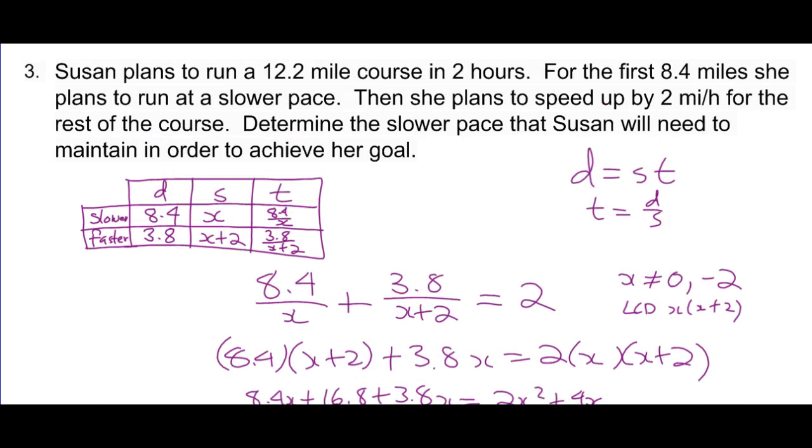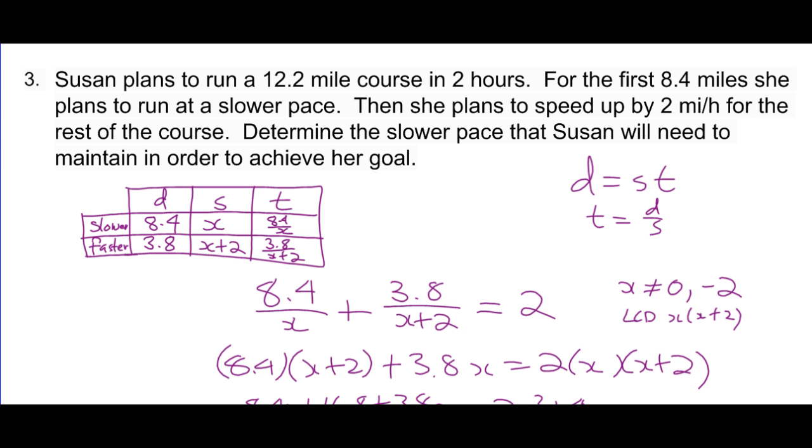Okay, now forget everything we've done. Go back up here. For the first 8.4 miles, she plans to run. So what's 8.4 divided by 5.6? Sorry? 1.5. 1.5. And what is 3.8 divided by 7.6? I can do that. That's a half. So 1.5 plus 0.5 is 2. Okay, so it matches, right? You go back to the original question here. So 8.4 miles at a pace of 5.6 miles per hour is 1.5, and then 3.8 divided by 7.6.